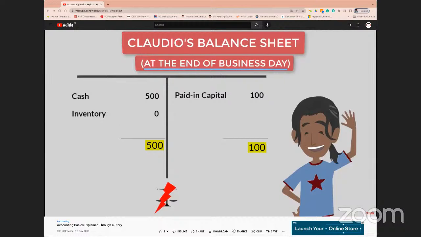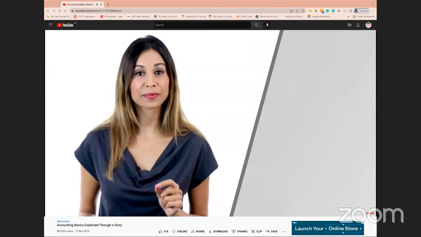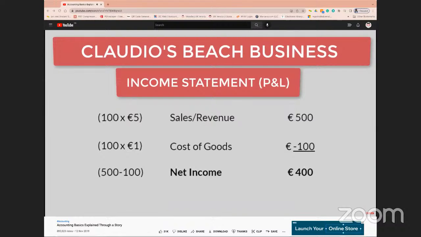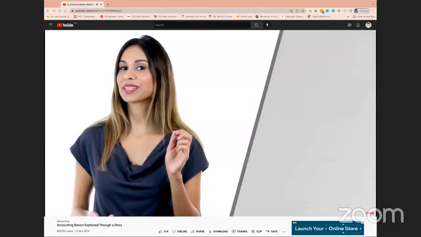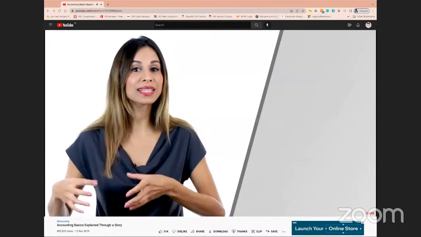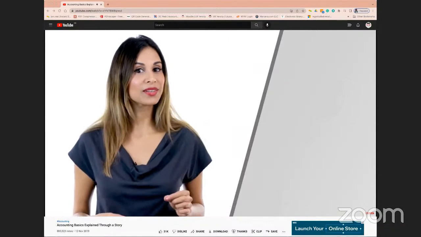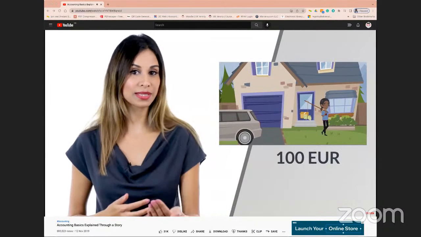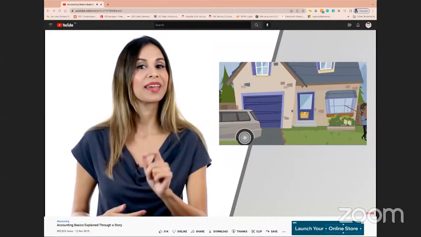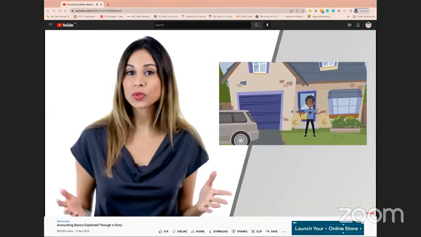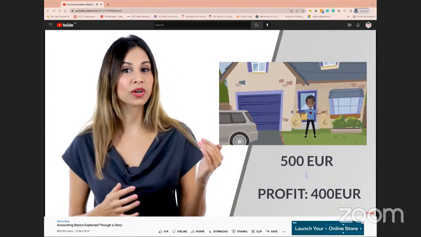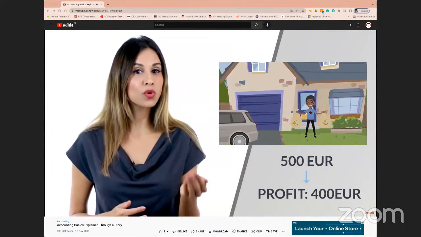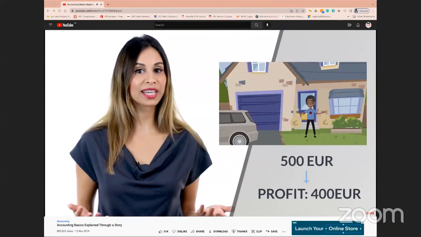If we look at Claudio's balance sheet, the missing component is the profit he made during the day. If we go back to the income statement, we see that Claudio's net income was 400 euros. This will be added to equity. Why? Because due to his successful business, he made the business more valuable. When he started out the day, it was worth only 100 euros, which was the money he put into the business when he walked out the door. When he came home, he had sold all his plates with a profit of 400 euros. So his business is now worth more, which is reflected in a higher equity.